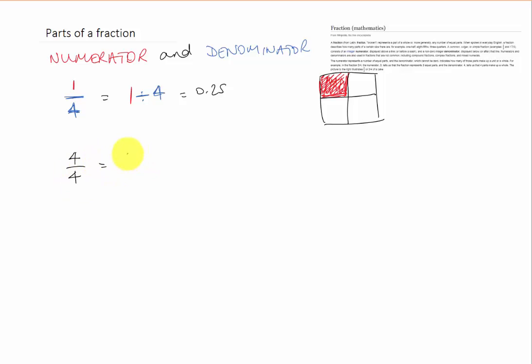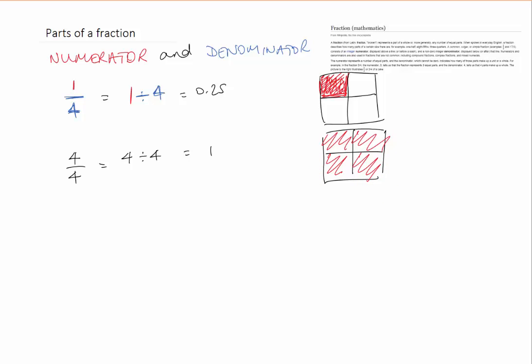So this is equal to 4 divided by 4, which is 1. So if the numerator and the denominator are the same, then that tells us that that's one whole that we're dealing with here. And if we draw it out, we see the same thing. So that's 1, 2, 3, 4 of the equal pieces are in our number. So that's our one whole, all coloured in.